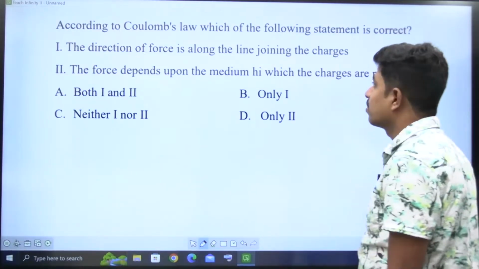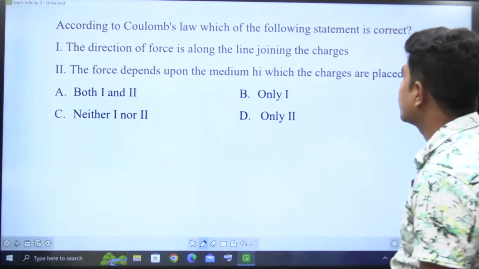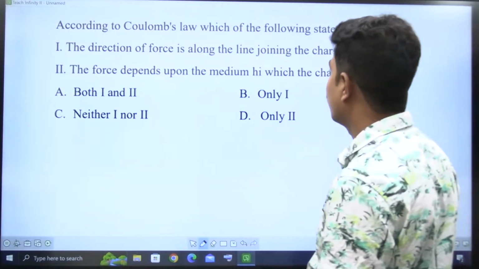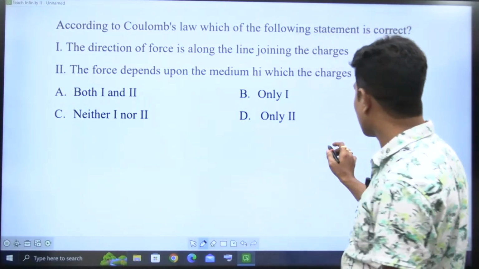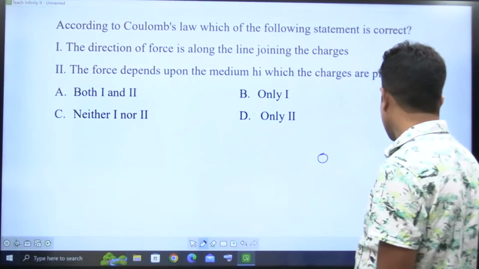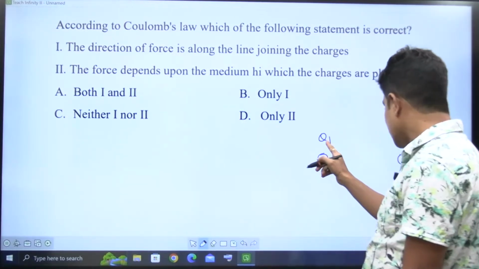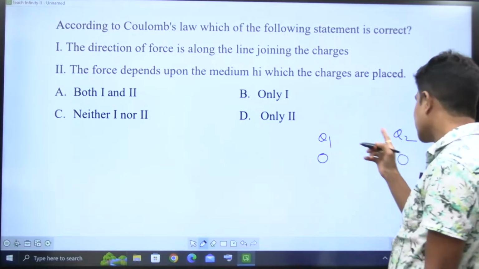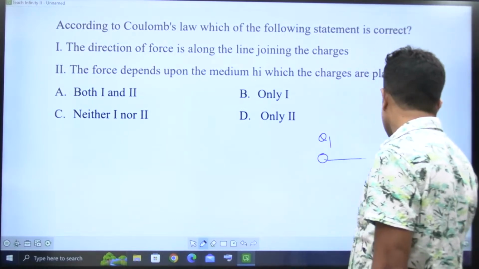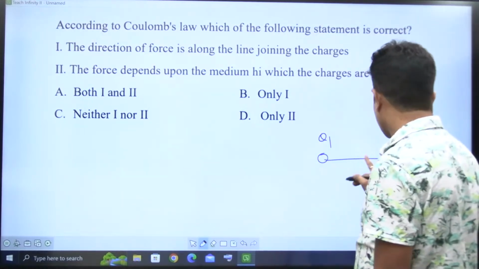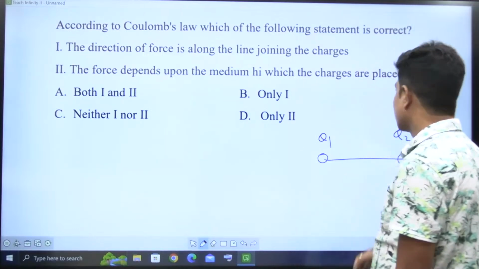Okay, next please. According to Coulomb's law, which of the following statements is correct? The direction of force is along the line joining. Yes, Coulomb's law, what does Coulomb's law say? There is one charge, there is another charge. See, Q1, Q2. This is going to exert force on this one. This is going to exert force on this one. So the force direction will be in the direction of the line joining.